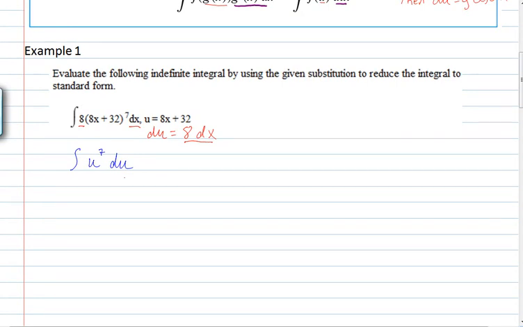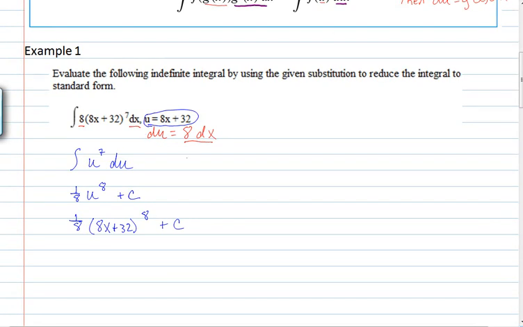Now this I can integrate using the power rule. By using the power rule, when we integrate this, we end up with 1/8 u to the 8th plus c, correct? But I don't want to know what the integral is in terms of u. I want to know what it is in terms of x. So we go back and plug in what we said u was equal to. And what was u equal to? 8x plus 32. So we swapped it back in.